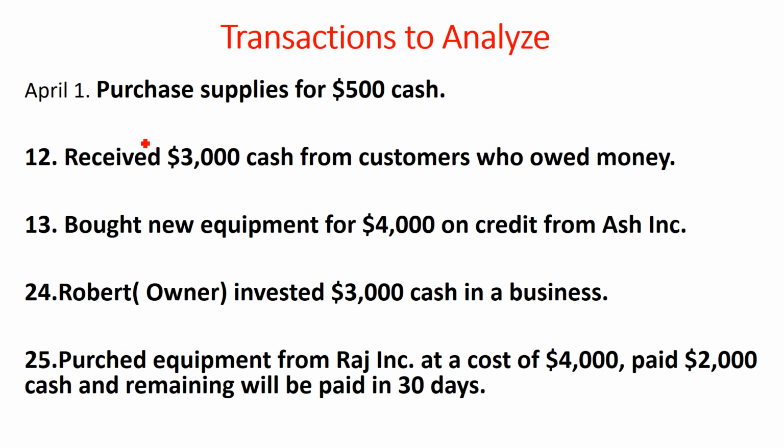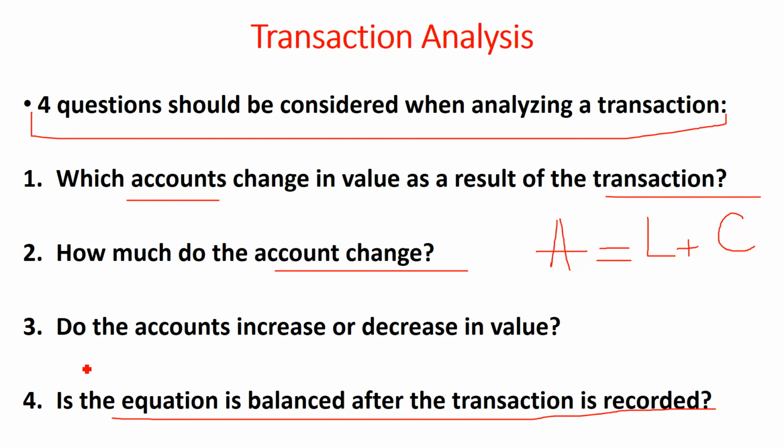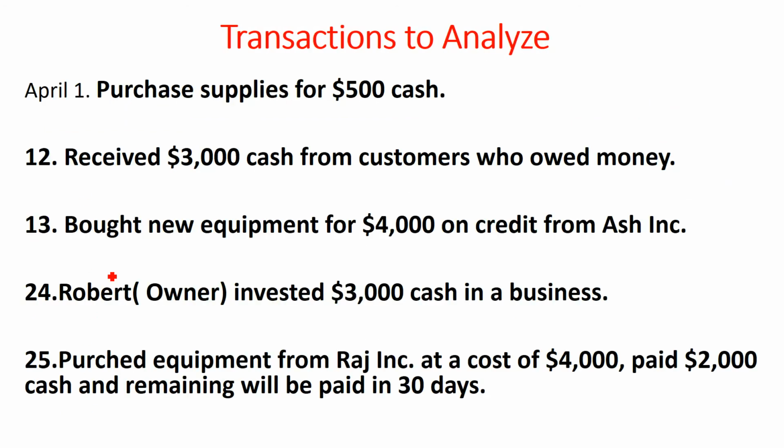So these are a few transactions. The first one is purchase supplies for 500 cash. Receive 3,000 cash from customers. One by one we will discuss these transactions, right? This is the first transaction: purchase supplies for 500 cash. I told you, whenever you see a transaction, you have to consider these four points. So first of all, again, we will start with purchase supplies for $500 cash.